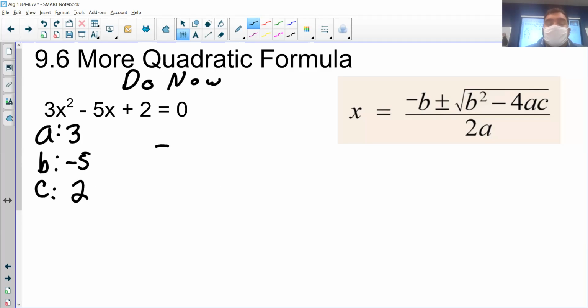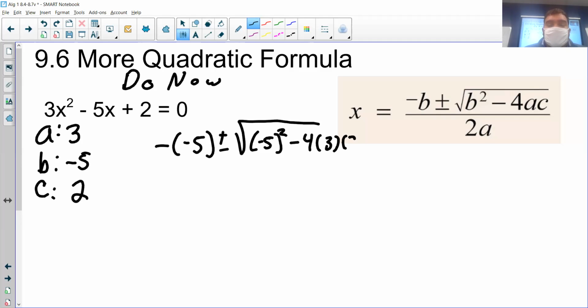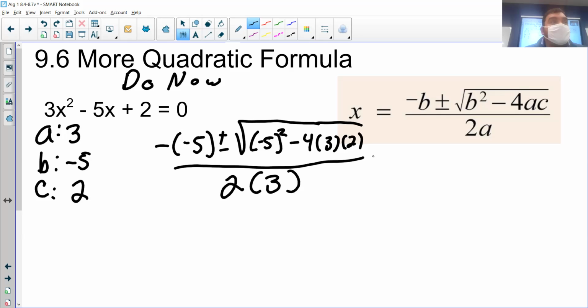This is again straightforward. -5 plus or minus the root of -5 squared minus 4 times 3 times 2, over 2 times 3. We'll see at the end what the answer is. Everything I do in this section is literally plug and solve. There's no thinking. You literally just plug it in, and you can even type it into your calculator.